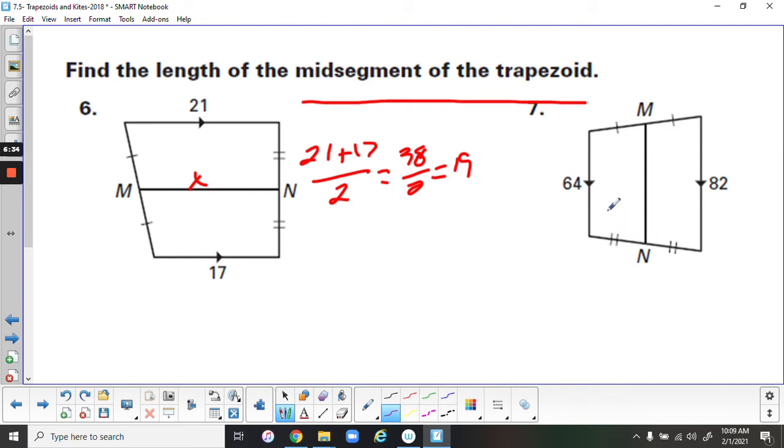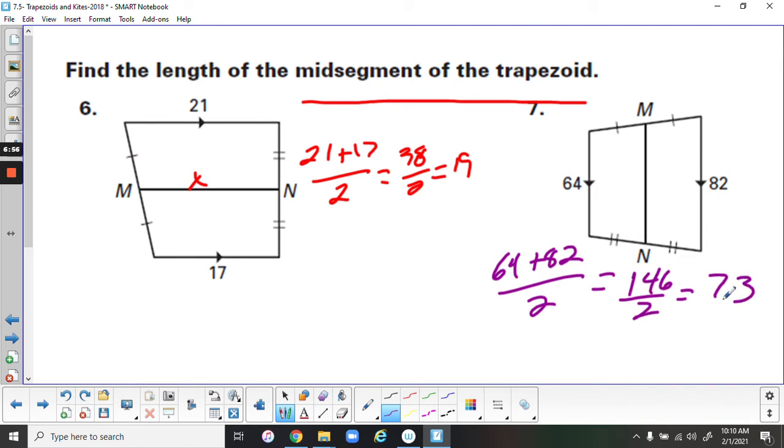This time the bases are on their sides. So the 64 and the 82, those are the bases. So we go 64 plus 82 divided by 2. 64 plus 82 equals 146, divided by 2, 73.